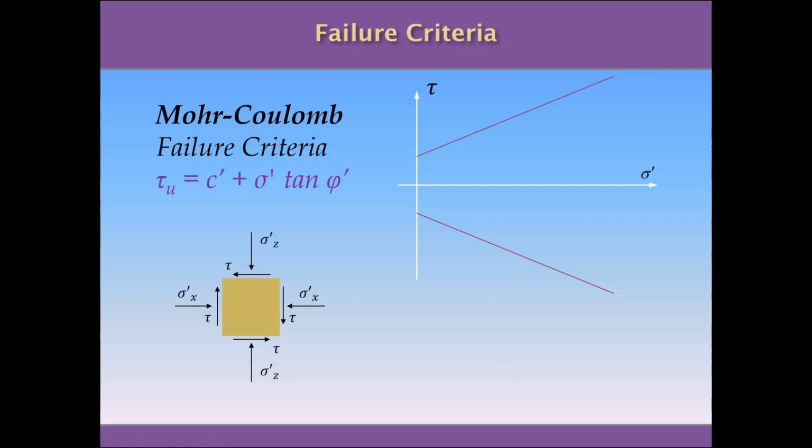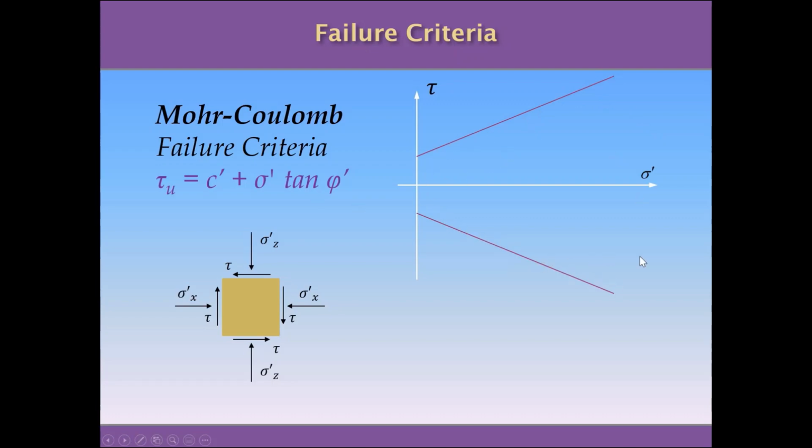The failure criteria can be represented in a space where you have in the vertical axis the shear stresses and in the horizontal axis the effective axial stresses, sigma prime, and this is tau. And this equation in this space, as you can recognize very easily, is the expression of a straight line. The straight line on top and the straight line at the bottom are defining this area between these two lines, this area where the soil is in good conditions.